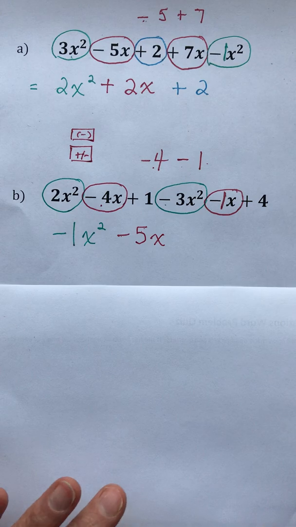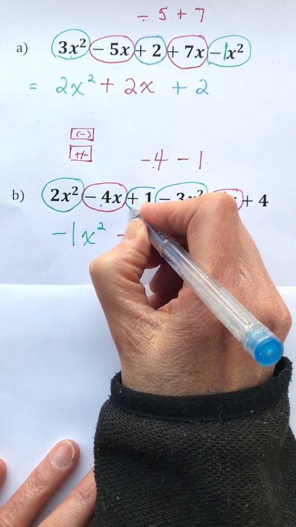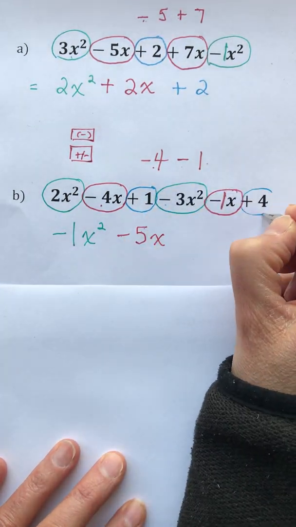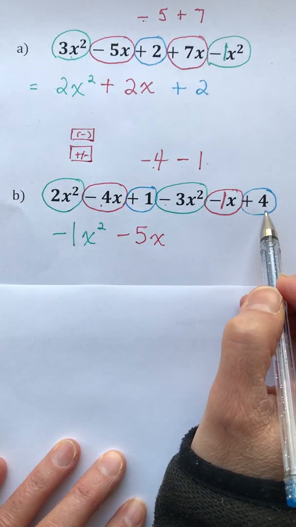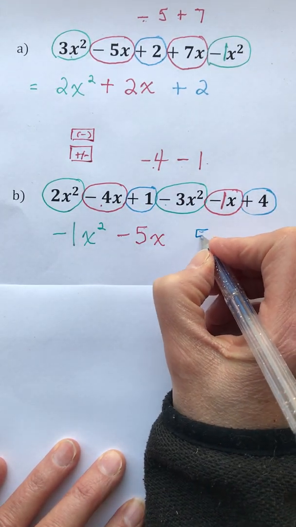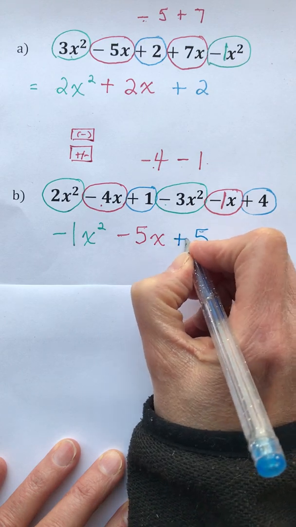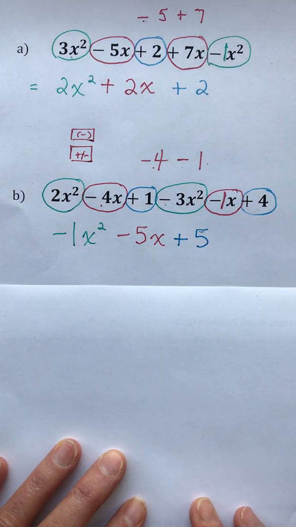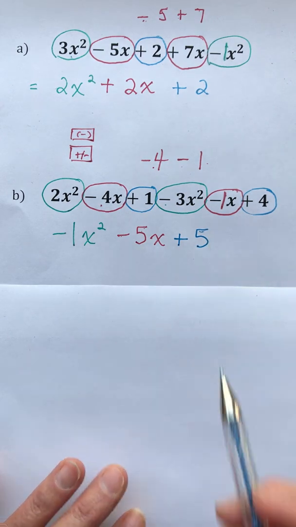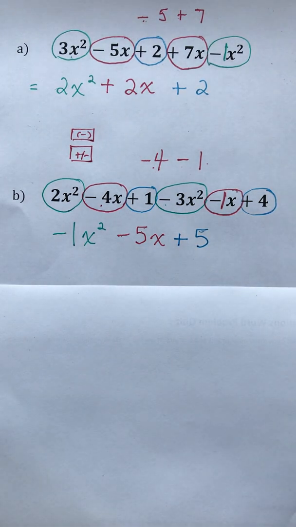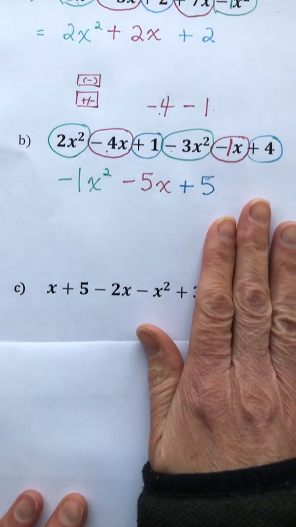And then take a look at the units. We have a plus 1 and a plus 4. And if I add them together, 1 plus 4 is 5. It is a positive 5, so I do need to put a plus in front of it. Okay, so this would simplify to negative x squared minus 5x plus 5. And I have one more for you.